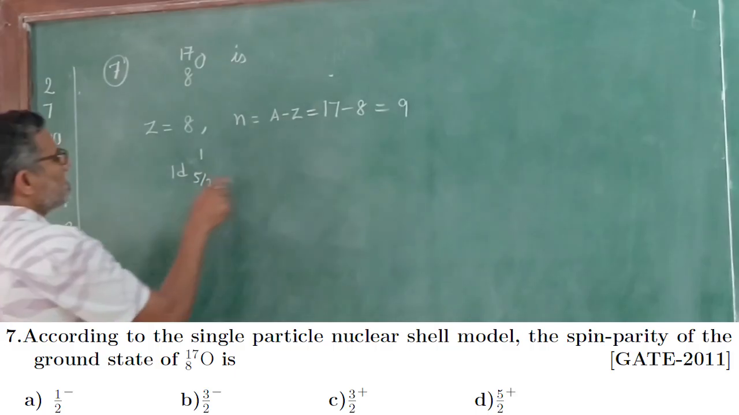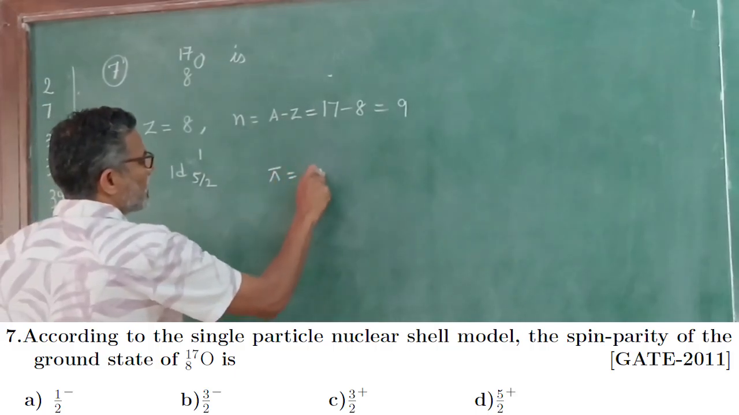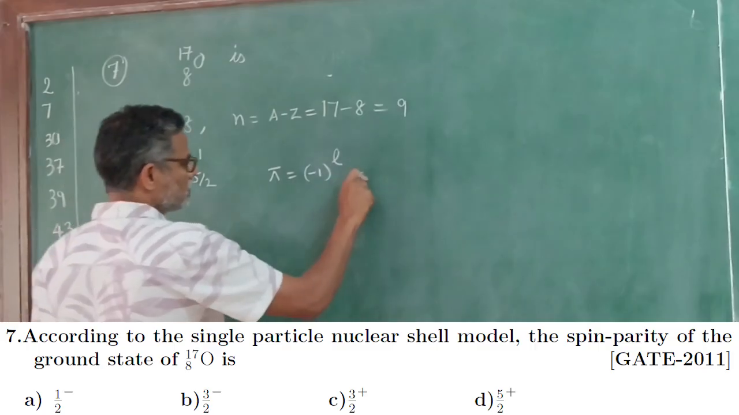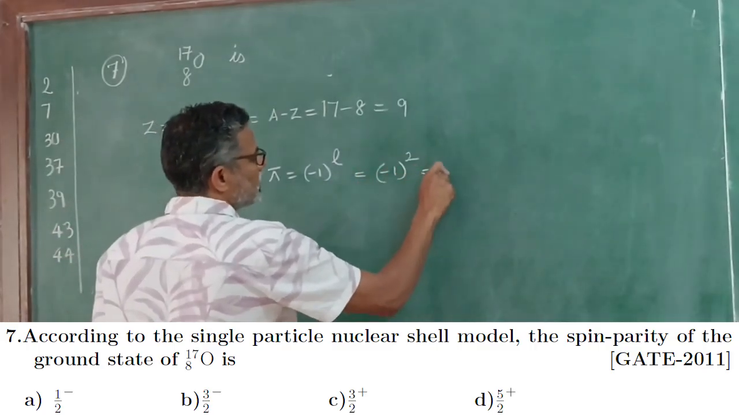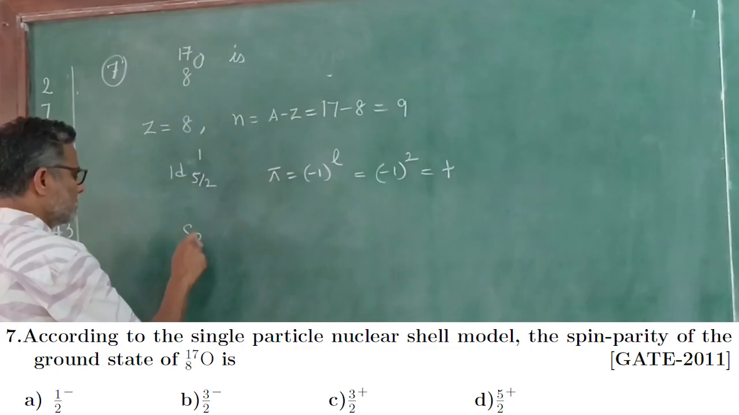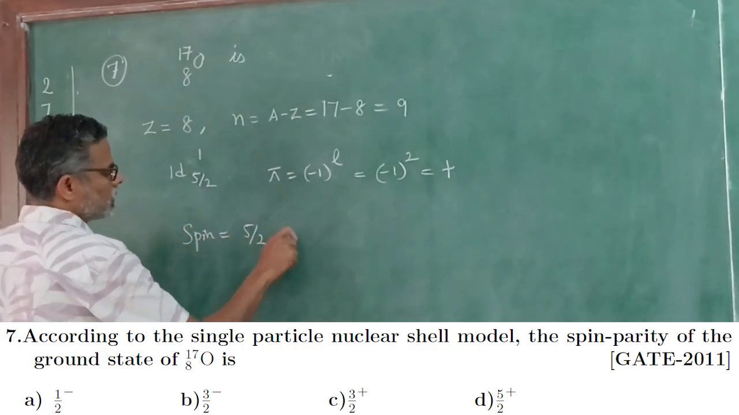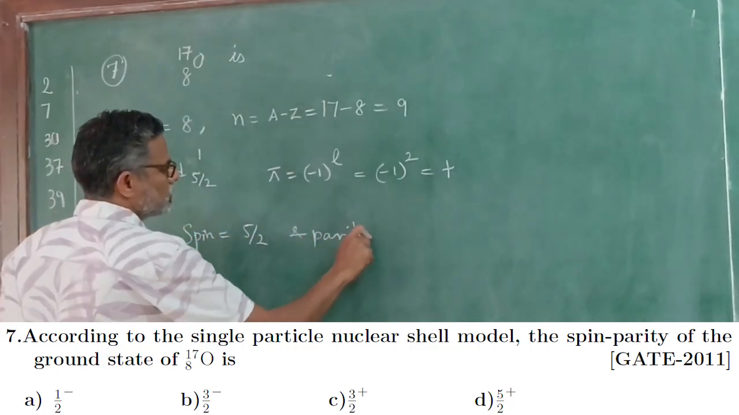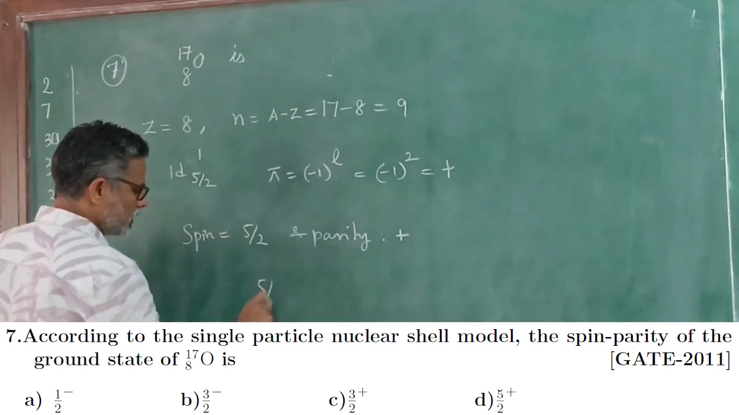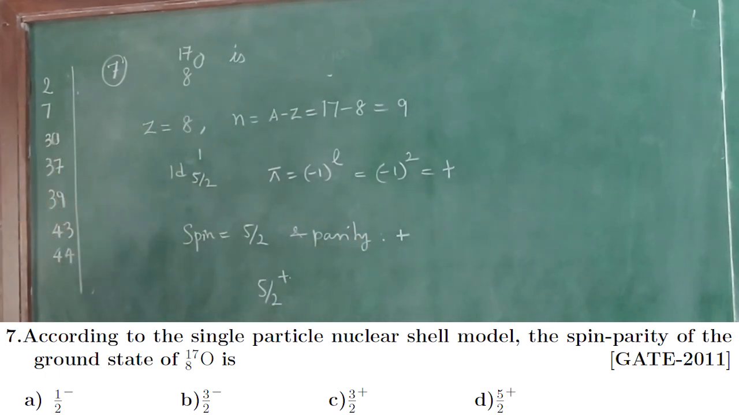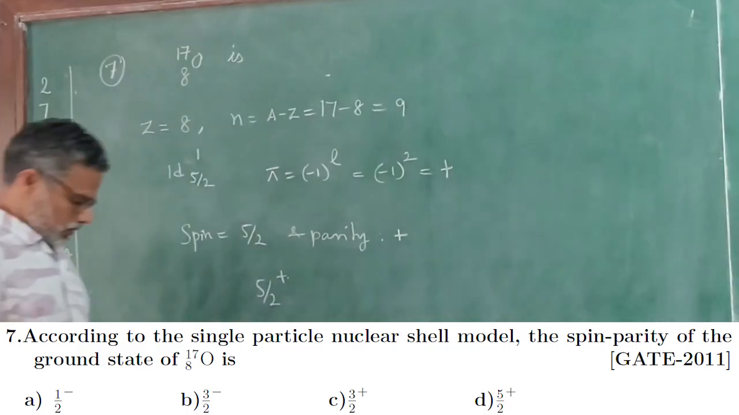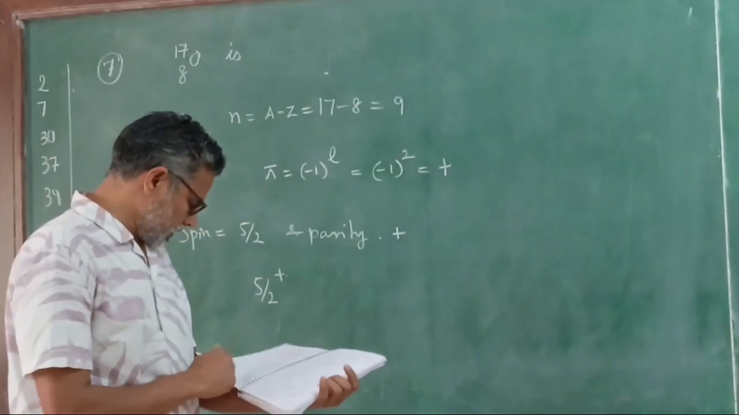For d, the parity is pi equal to minus 1 to the power of l, minus 1 to the power of 2, that is a plus. So your spin value is 5 by 2 and the parity is a plus sign. So it's 5 by 2 plus. The options are 1 by 2 minus, 3 by 2 minus, 3 by 2 plus, 5 by 2 plus.